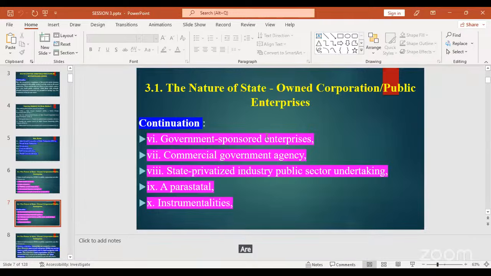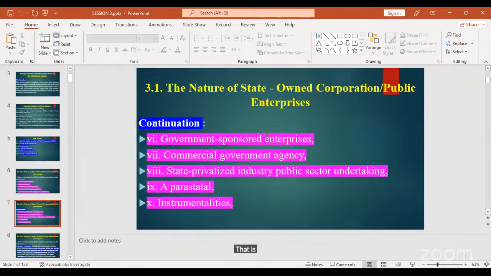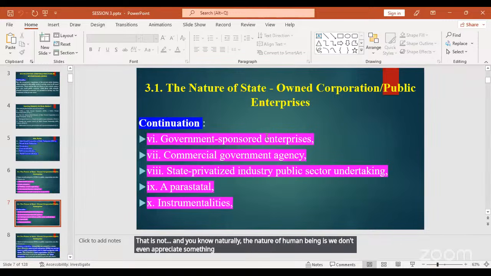Are we getting all these concepts now? Do you see where the concept of commercialization comes in now? Because government needs money to sponsor enterprises. And because government needs money to sponsor these enterprises, government will begin to say, okay, let us run it in such a way that we begin to charge fees, little fees. That is not absolute. And naturally, the nature of human beings, we don't even appreciate something that is absolutely free. We take it for granted.